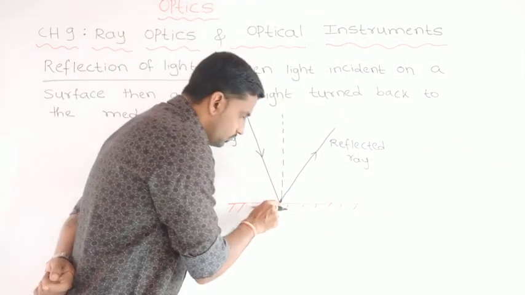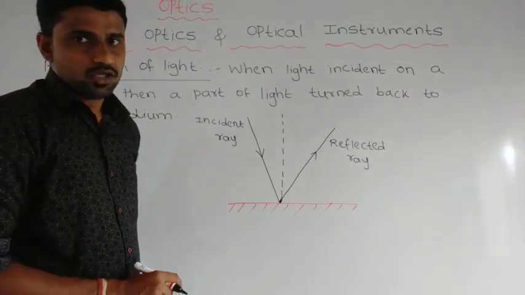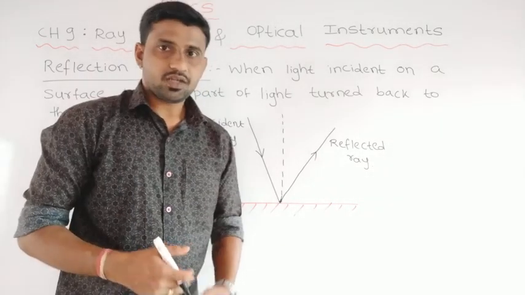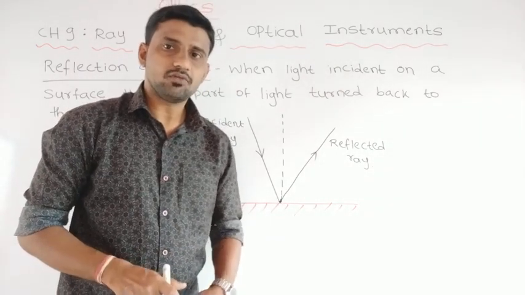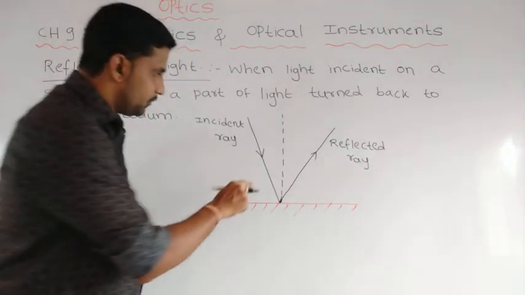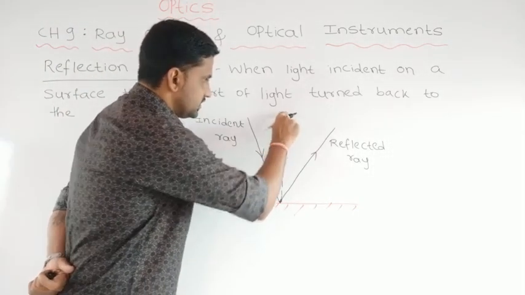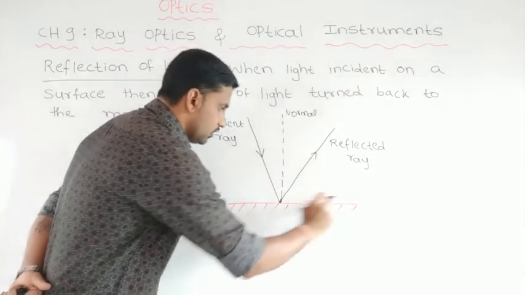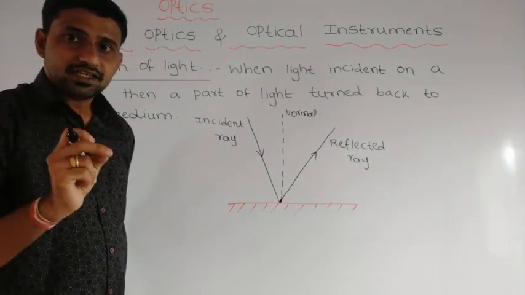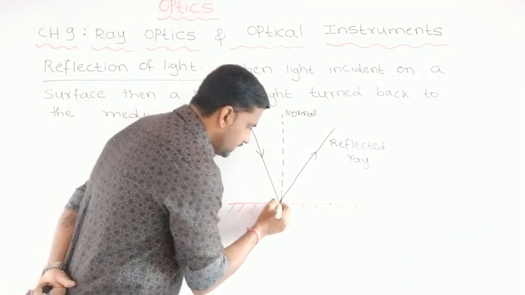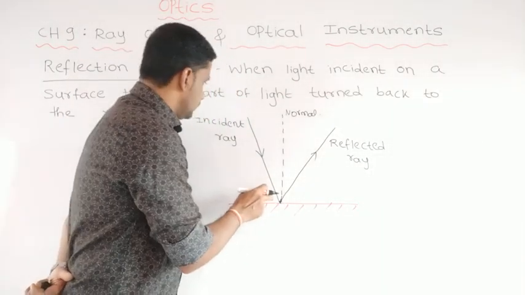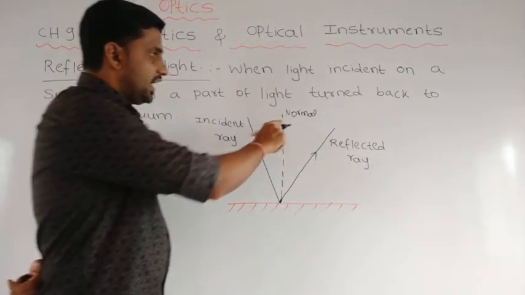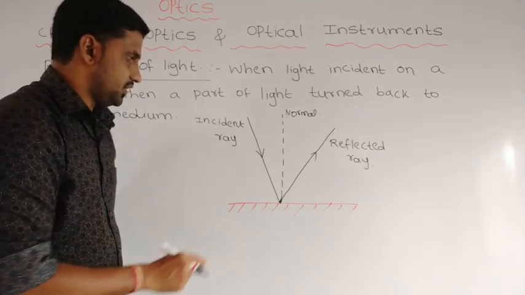Okay, so from that point I have to draw a normal, so that I can calculate the angle of incidence and angle of reflection. How to calculate the angle of incidence and angle of reflection? Normal is the line which is perpendicular to the surface, and that line should be drawn from the point in which the incident ray and reflected ray meet. And that normal should be perpendicular to the surface.